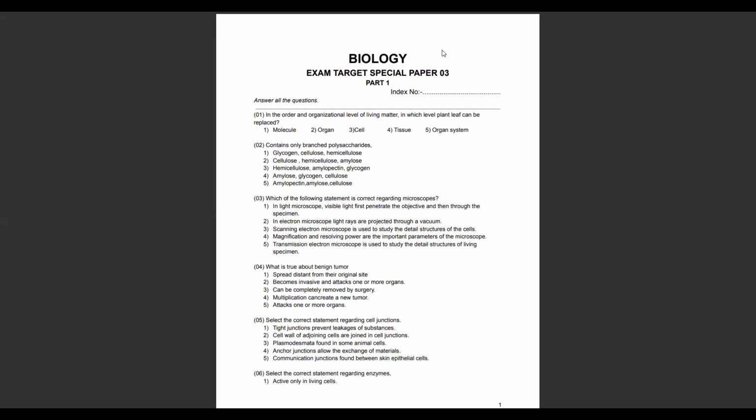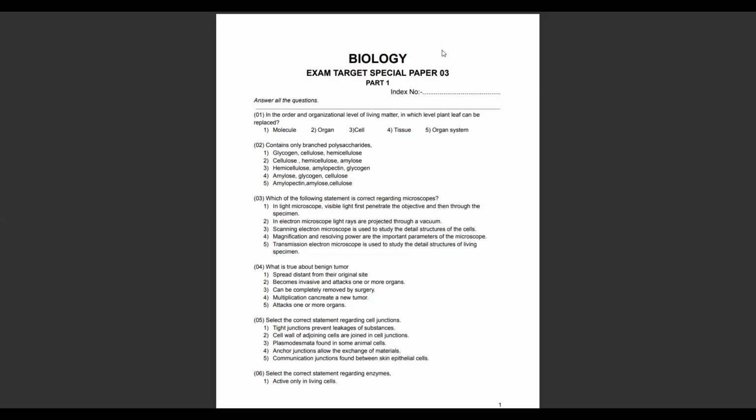Question number 3. Which of the following statements is correct regarding the microscope? In your syllabus, you have to learn about the light microscope and the electron microscope. What is the principle behind the light microscope? In the light microscope, light from the object passes first through the objective lens and forms a magnified image. Then that magnified image acts as the object for the second lens. What is the second lens? That is the eyepiece.